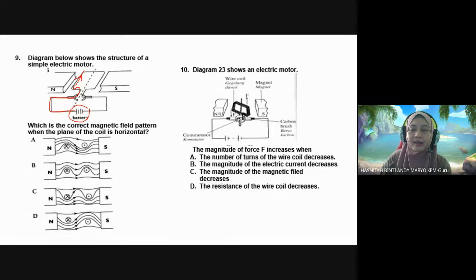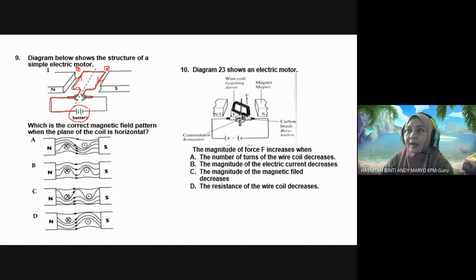Flow in, Sun Xiang, flow in. Into, dia masuk dalam. Okay, flow in. And then it move in this direction. Now on the right side, the current flow out. Dia keluar, flow out. Okay, so this one current flow in on the left side. On the right side, the current flow out of the coil.